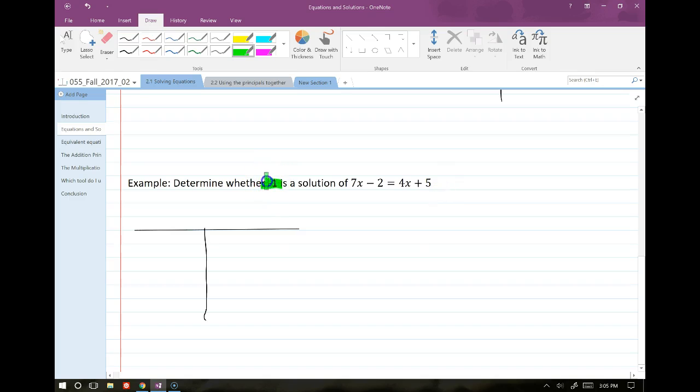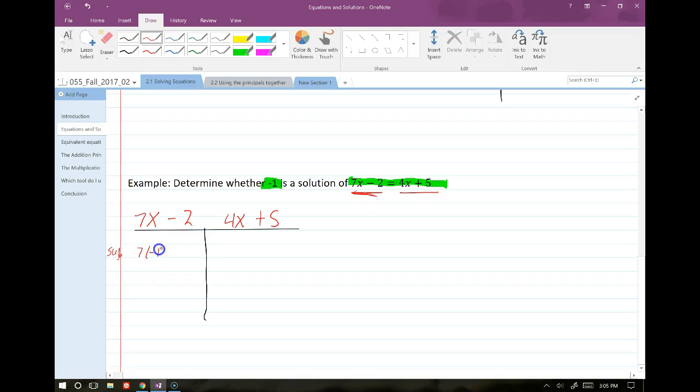So how about this? We want to determine if -1 is a solution to this ugly guy right here. All right, so we just line it up with this side on the left side of our table, 7x minus 2, and then this side on the right side of our table, 4x plus 5. Okay. So our first line down is our substitute line, right? And so we substitute -1 in for x.